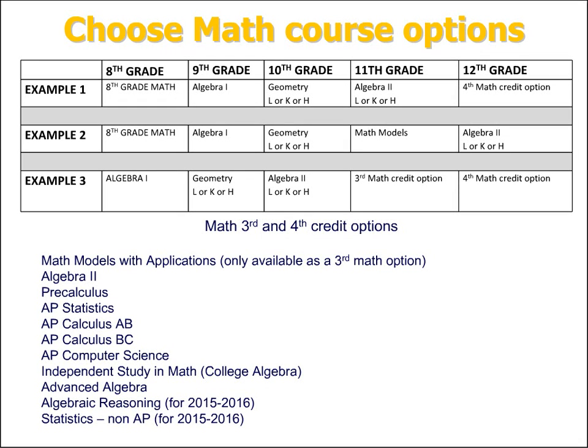The next class is AP Computer Science. This is a computer programming course, and the prerequisite is that you must have taken the K-level computer programming course. College Algebra focuses on working with functions, and this also has a prerequisite of Algebra 2. The same goes for Advanced Algebra, which focuses on working with equations. And lastly, you have Algebraic Reasoning, which will be available in the 2015-2016 school year. This class focuses on working with reasoning skills, and again, it has a prerequisite of Algebra 2.